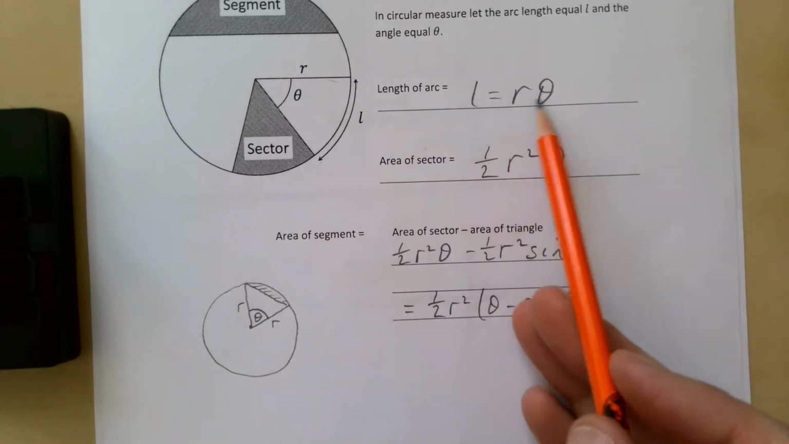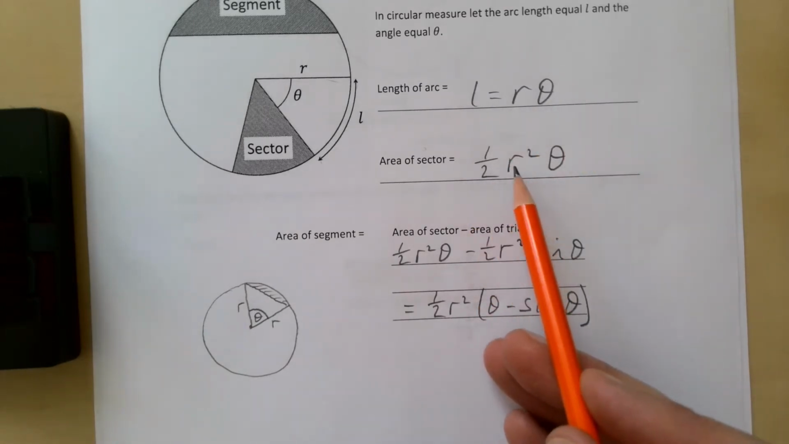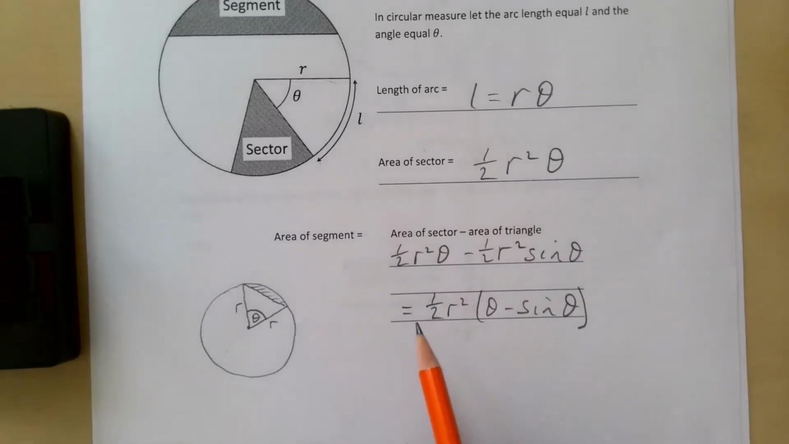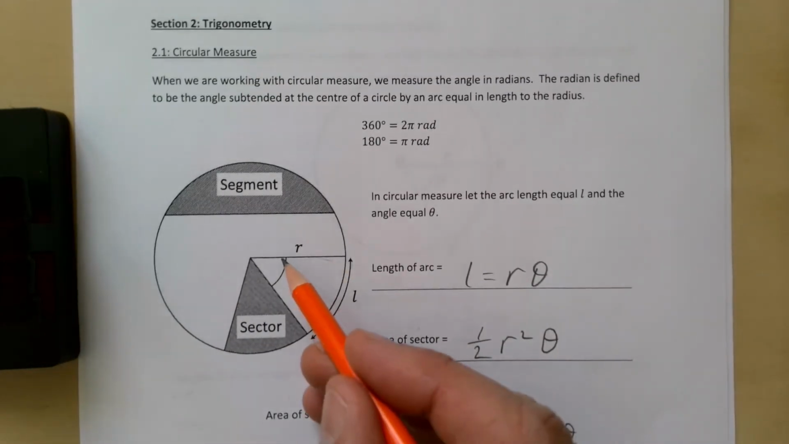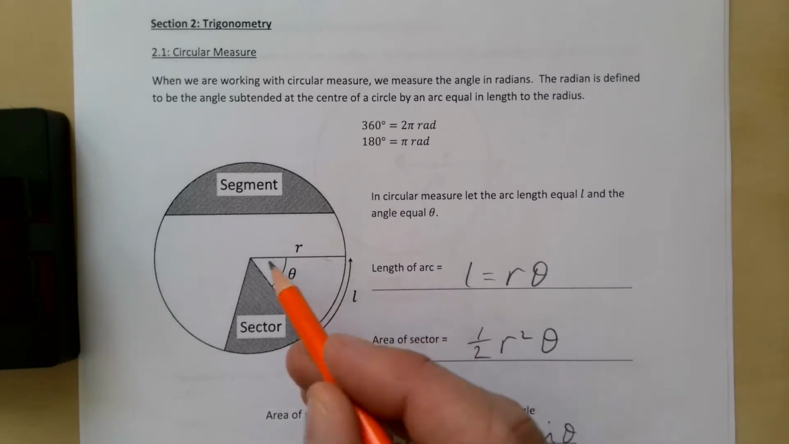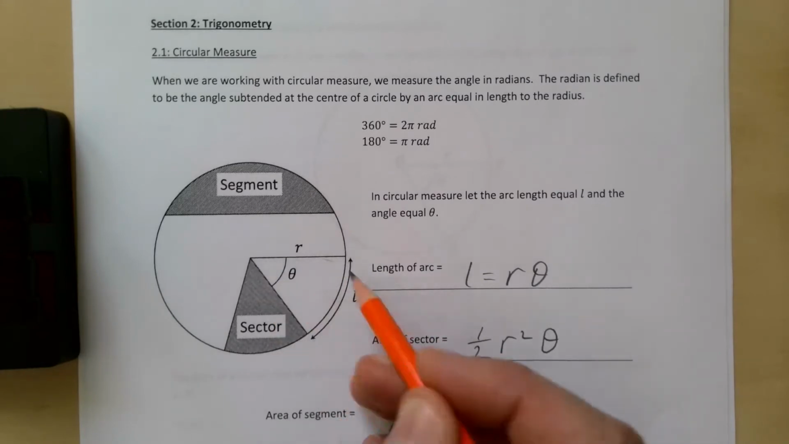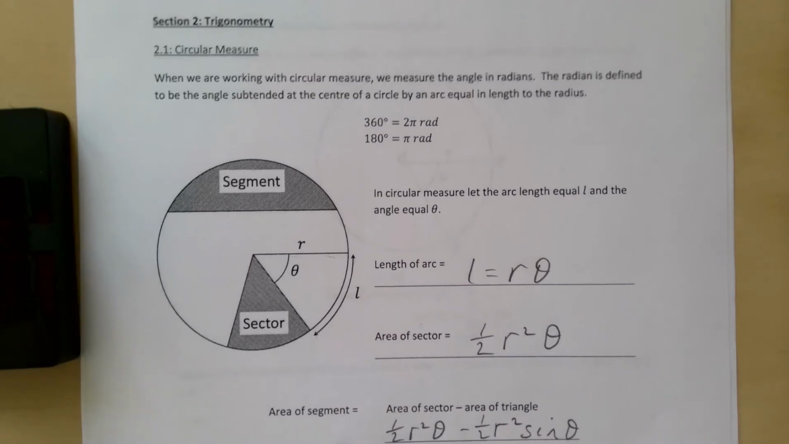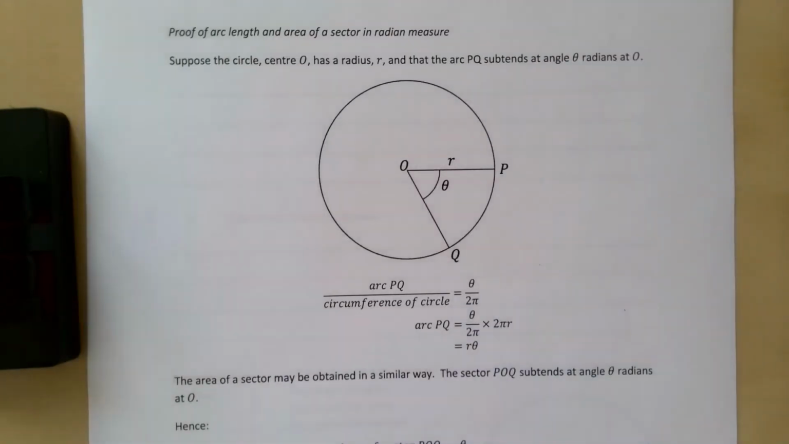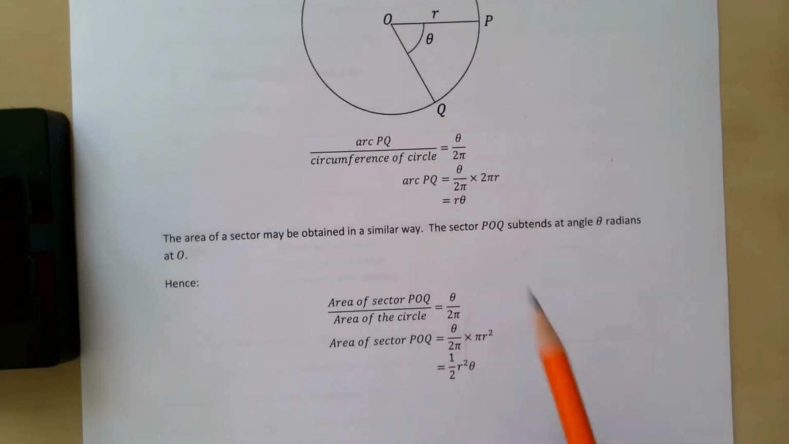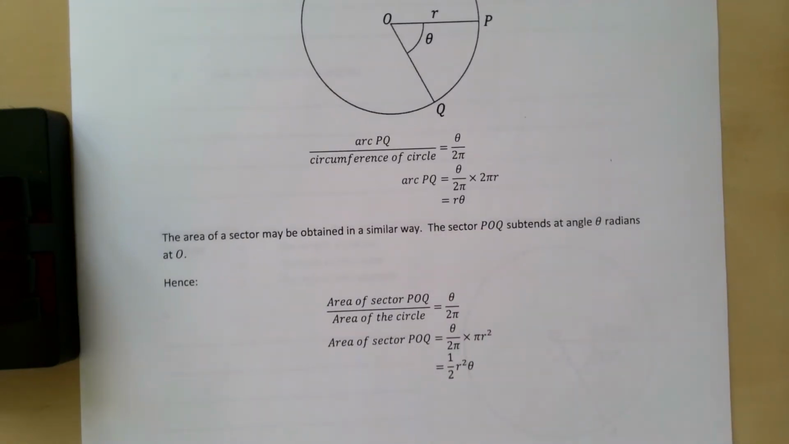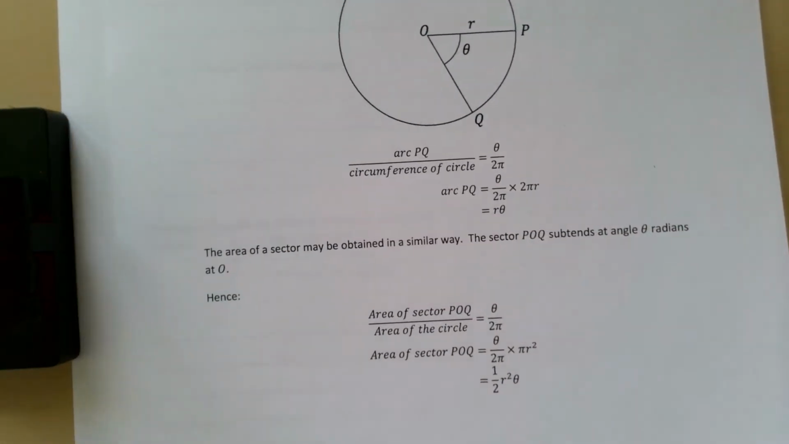So L is r theta, the area of a sector is a half r squared theta, and the area of a segment is a half r squared, theta minus sine theta. The other thing is trying to get your head around what a radian is. A radian is the angle that you go round if the arc length equals r here, so as far as you would go round from there. This next page I'm not going to spend too long on. It's just proofs for some of the bits we've done. It shows that the length of the arc is r theta, so you can take a read through that, and also that the area of the sector is a half r squared theta.